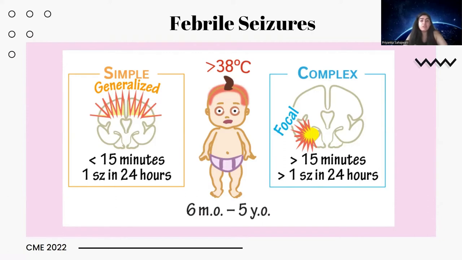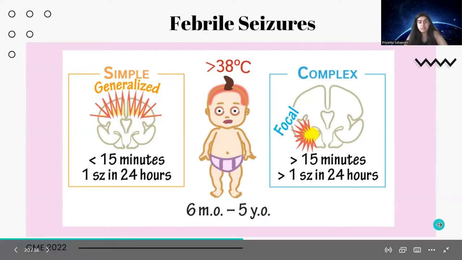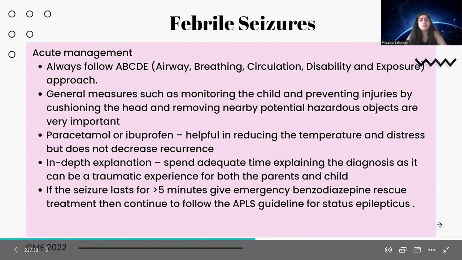If it is a focal and complex seizure, you will have to refer them to a higher center to figure out why they are having this problem and why they are seizing. Also, if it is such a long seizure, they may have signs of other neurological damage, so you will again have to do a CT and everything. So focal complex seizures require referral to a higher center. Simple generalized seizure is something that you can see.